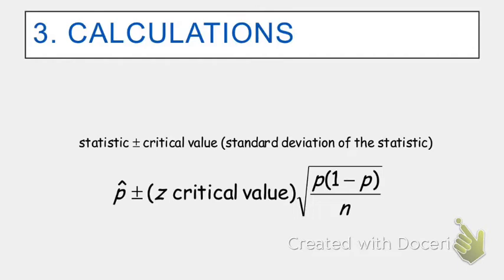Okay, third step. Calculations. This is the formula to find or to build your confidence interval. And instead of calling it Z critical value, you can call it Z star, but that's just for you to know that it's your critical value. But that's what this is called.